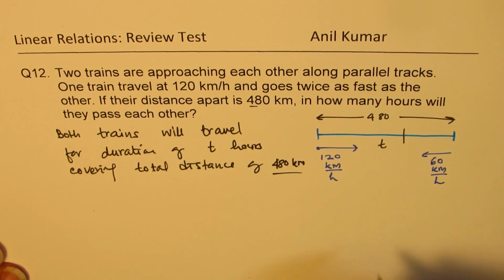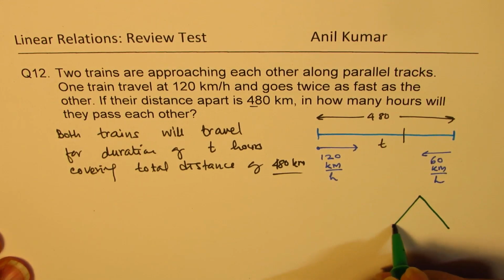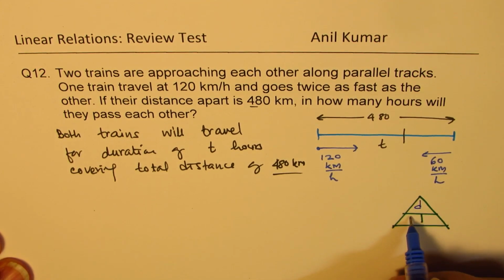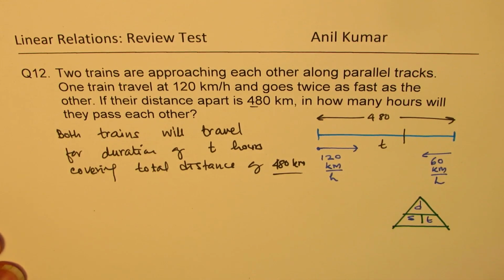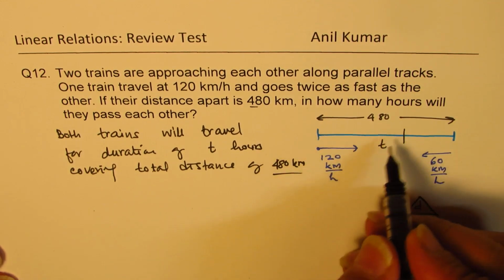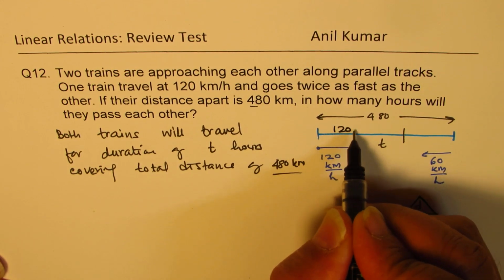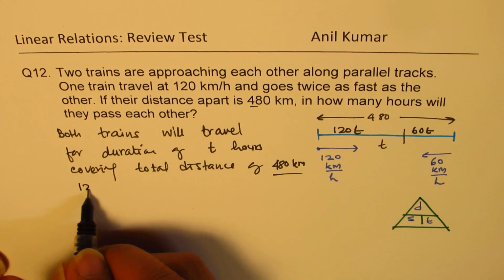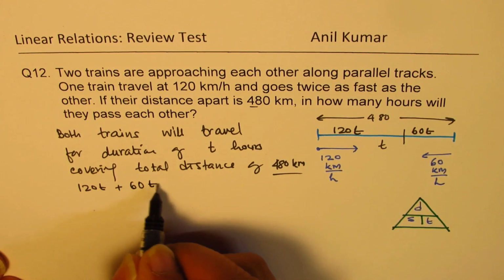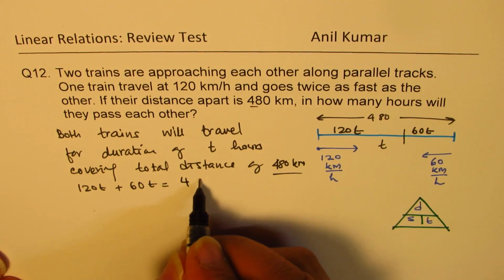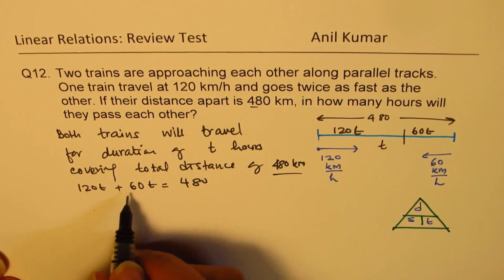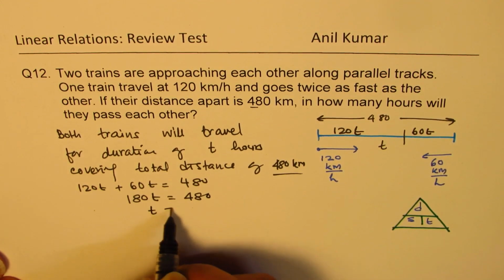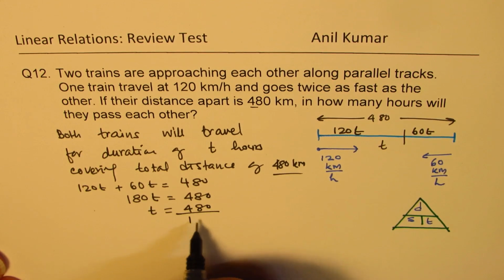We also know the relation between distance, speed, and time. So distance is speed times time. So the distance will be how much? This will be 120t. The other one will be 60t, right? So that is the distance. So we get 120t plus 60t should be equal to 480. If you add them, you get 120 plus 60 is 180t equals 480. So t will be 480 divided by 180, right?